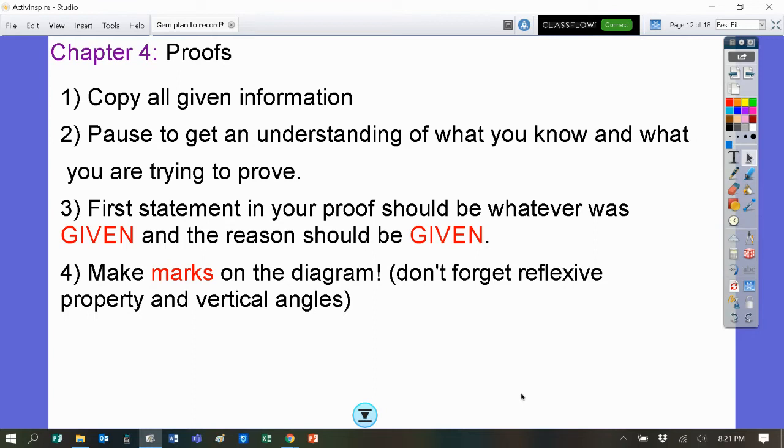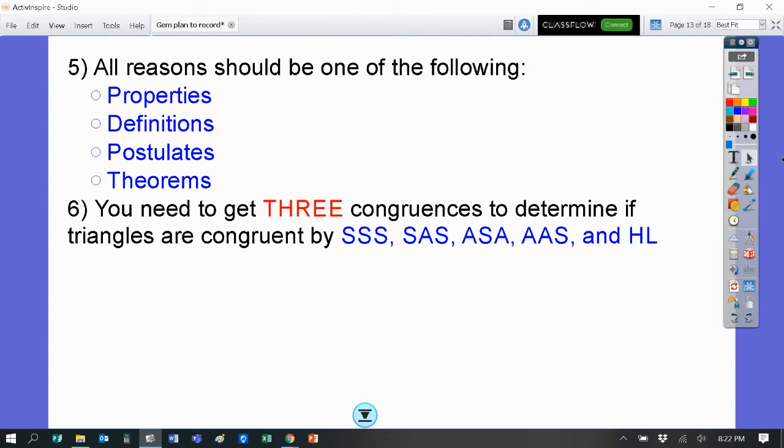The fourth step is what we've been doing for the last 3 classes. Please mark your diagrams, that's your pictures. Again, don't forget your reflexive property and your vertical angles. If you look at your picture and you can mark that up, anytime you make a mark, that's a step in your proof. Step 5, all your reasons should always be properties, definitions, postulates, and theorems. Please don't forget about your isosceles triangle theorem, your equilateral, the definition of equilateral. All of those will come in handy.